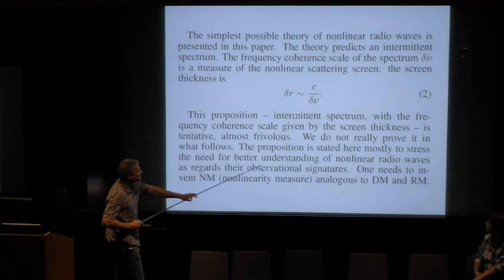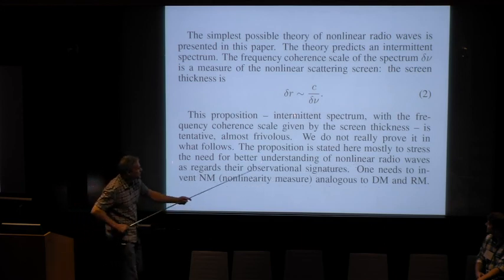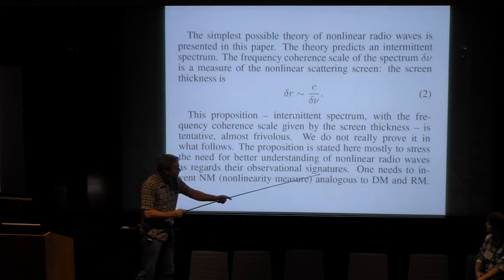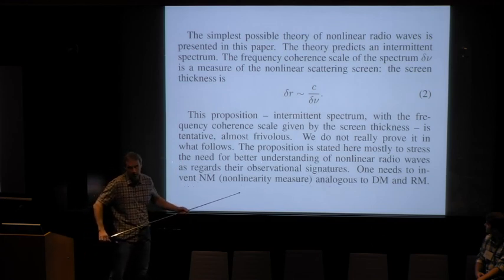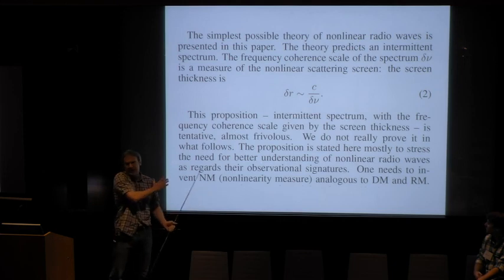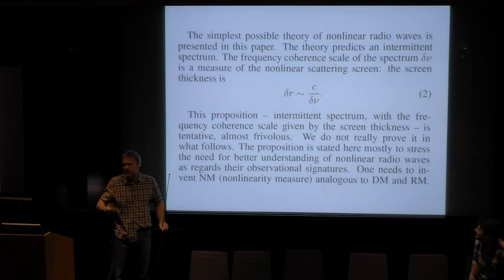We need to better understand nonlinear radio waves as regards their observational properties, signatures. One needs to invent a nonlinearity or nonlinear measure, which is guaranteed to be there. The equations are simple. Maybe I'm just not smart enough to identify a good nonlinear signature. But the equations are simple. It's hard to believe that it is not there.